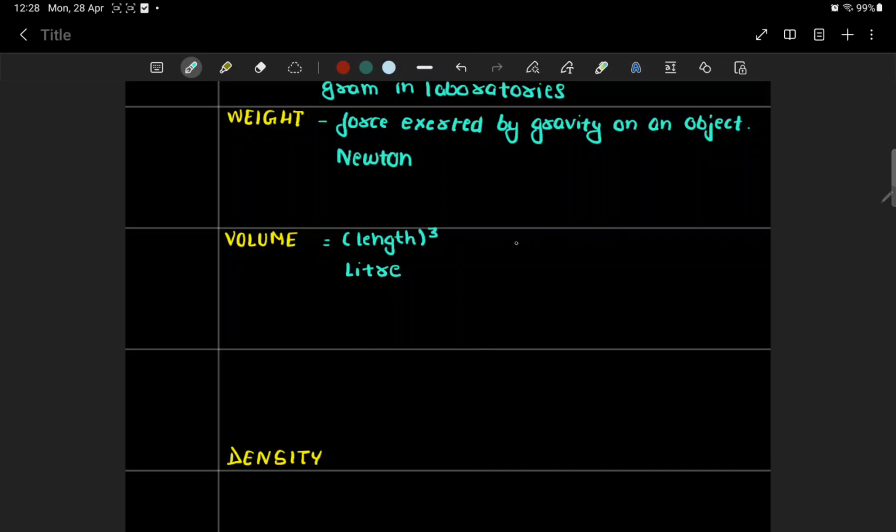Okay, so if you take a cube of side 10 centimeter and you calculate its volume, it would be 10 centimeter cube, that is 1000 centimeter cube. This is the definition of 1 liter.